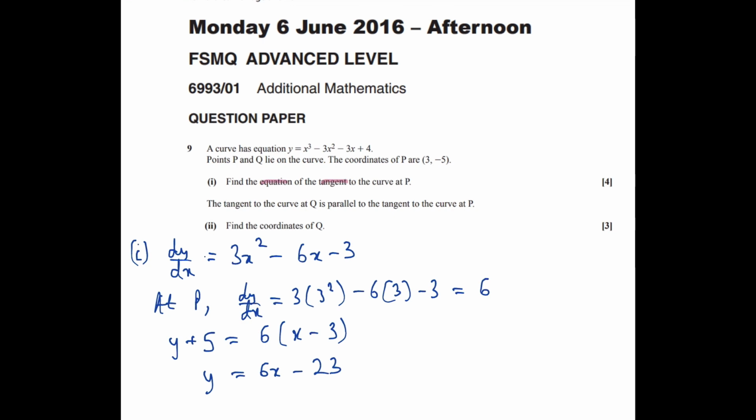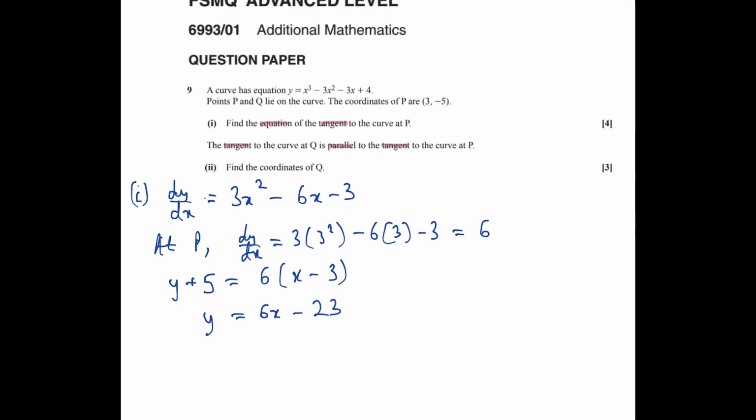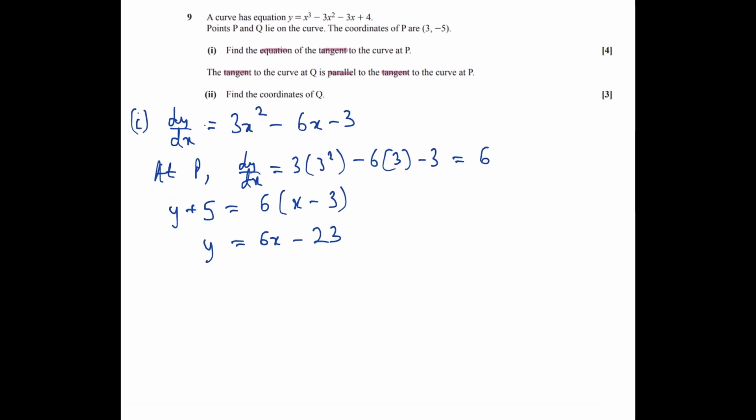The tangent to the curve at Q is parallel to the tangent to the curve at P. Find the coordinates of Q. Okay, tangent, parallel, tangent. Key bits here. So, we know that our gradient, dy by dx, which is 3x squared minus 6x minus 3, is equal to 6. That's the gradient of the point P, specifically.